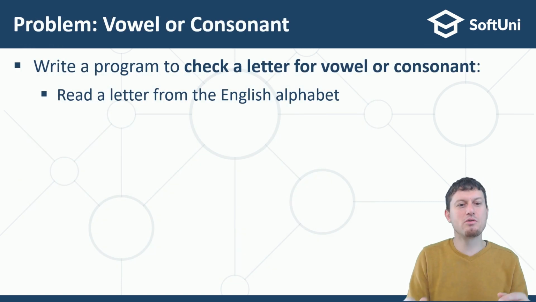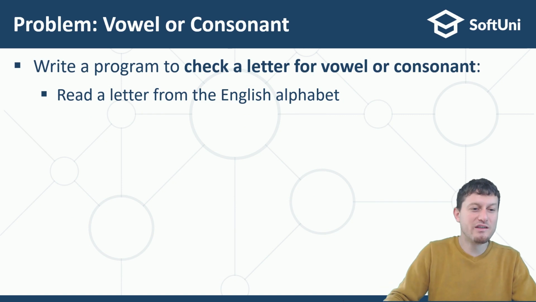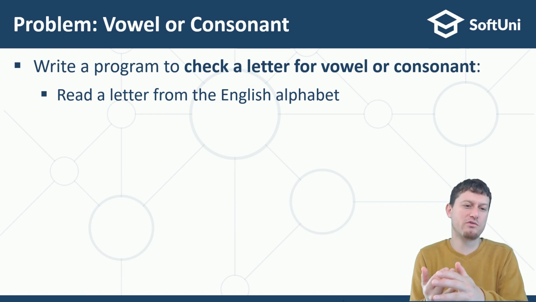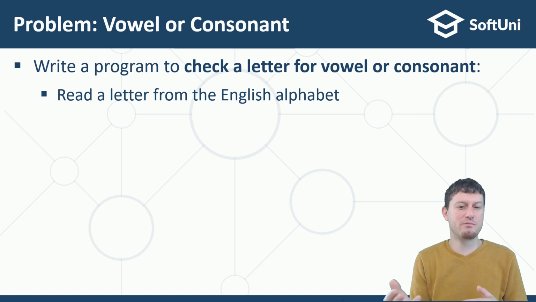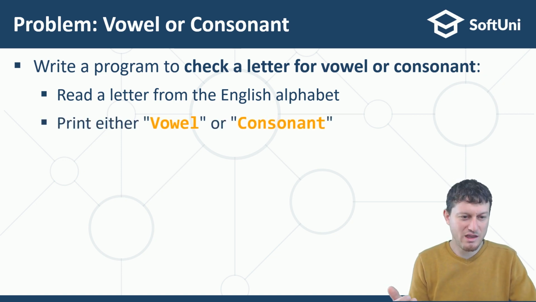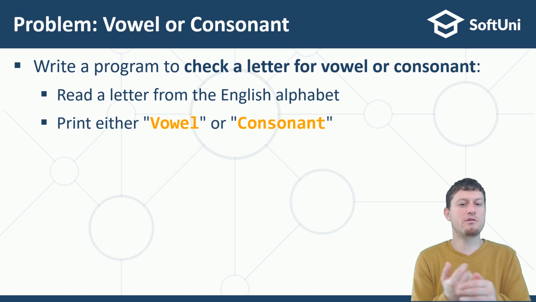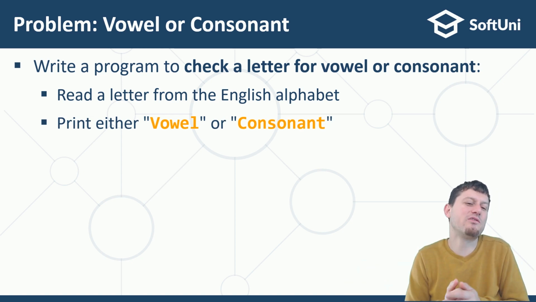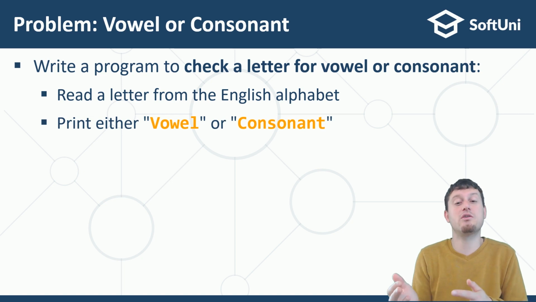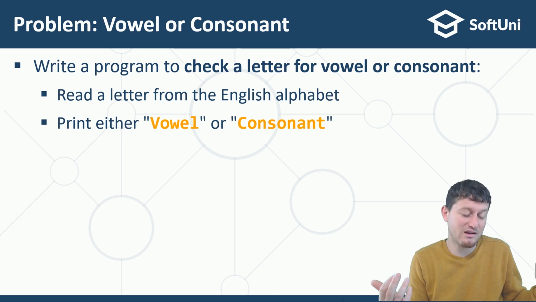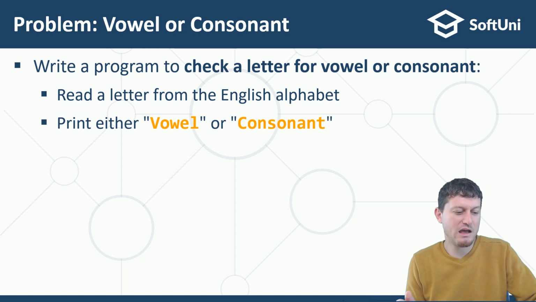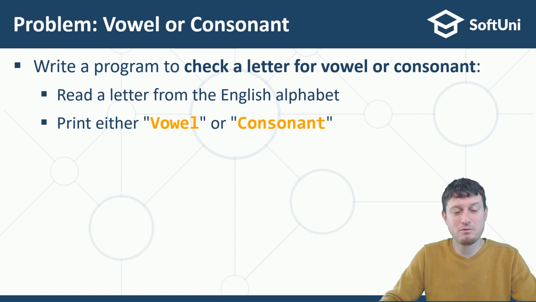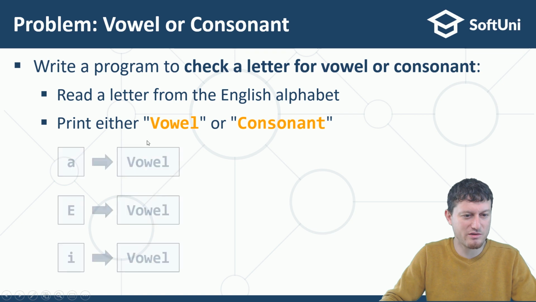The next problem is called vowel or consonant. It's about writing a program to check a letter for vowel or consonant. So we read a letter from the English alphabet as input, and we print either vowel or consonant. Or it might be different, but we assume that if it's not vowel, it's consonant. It's unclear what will happen if we enter the dollar sign or space, but we assume the input is correct.